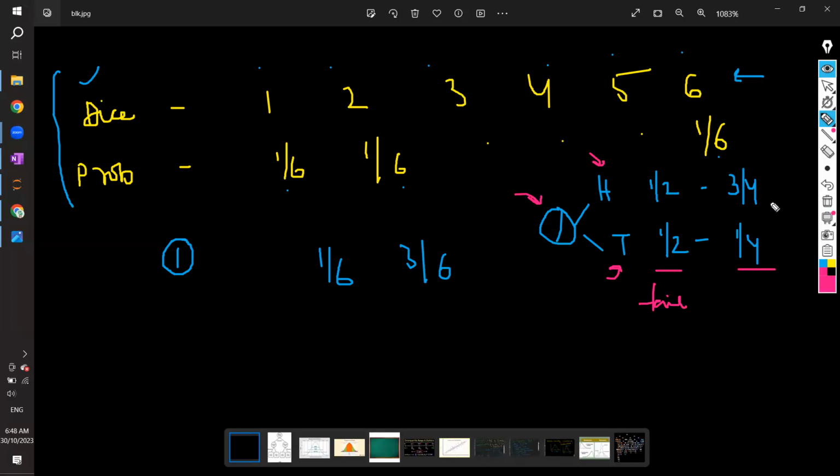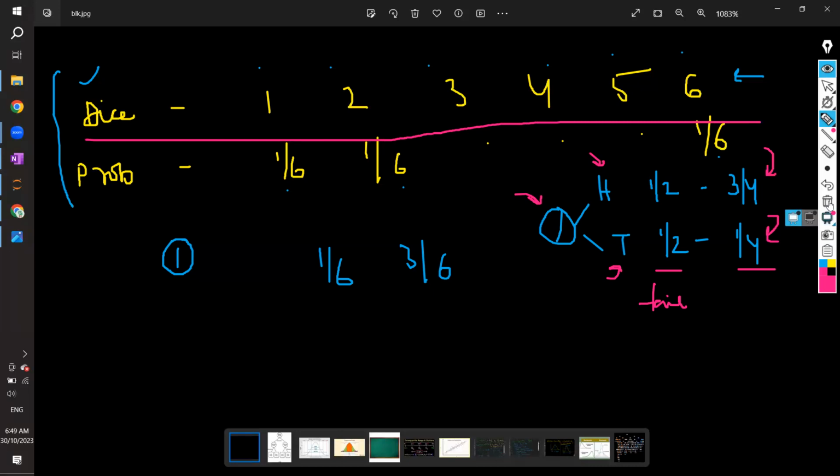Here also the total probability is still the same. It is not going to change. It's still 1. Fine. But how is that distributed? It is distributed in this manner: 3 by 4, 1 by 4. Agree? So this is a probability distribution of a coin. Fine. Similarly, you can see the probability distribution of what? A dice. See, probability is distributed in an equal way.